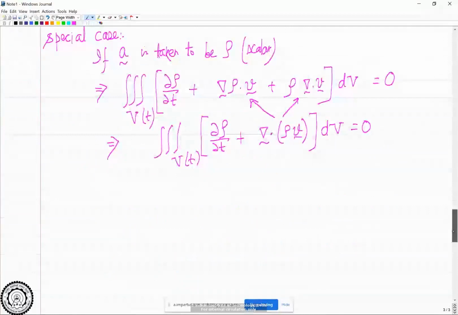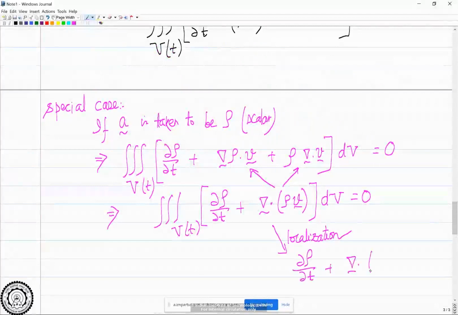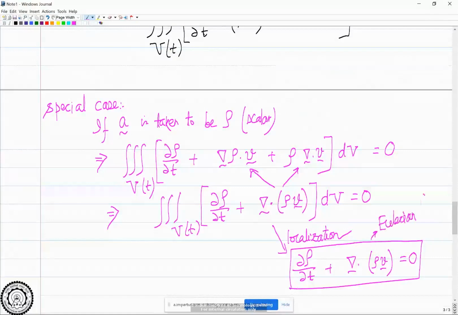And now because this holds for arbitrary Vt, you can use localization. See, Vt is an Eulerian volume here, but this holds for an arbitrary Eulerian volume also. So you can use localization to derive the differential equation of continuity. So this is just a byproduct of our derivation of the Reynolds transport theorem. And this is the Eulerian form. Anyway, let me continue with the Reynolds transport theorem now.